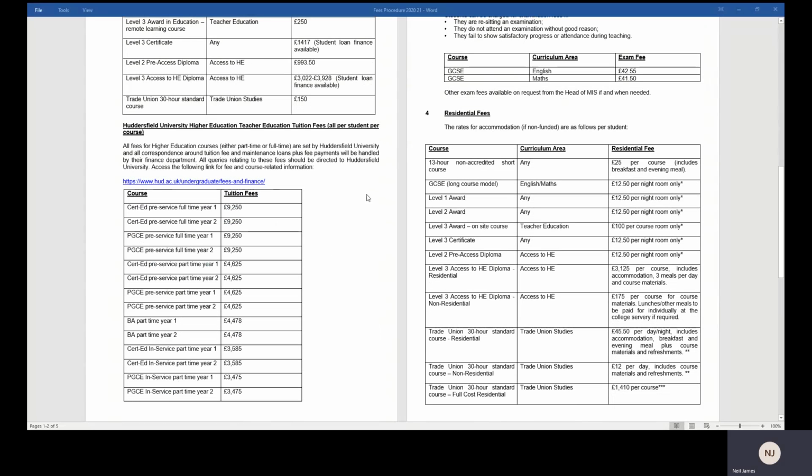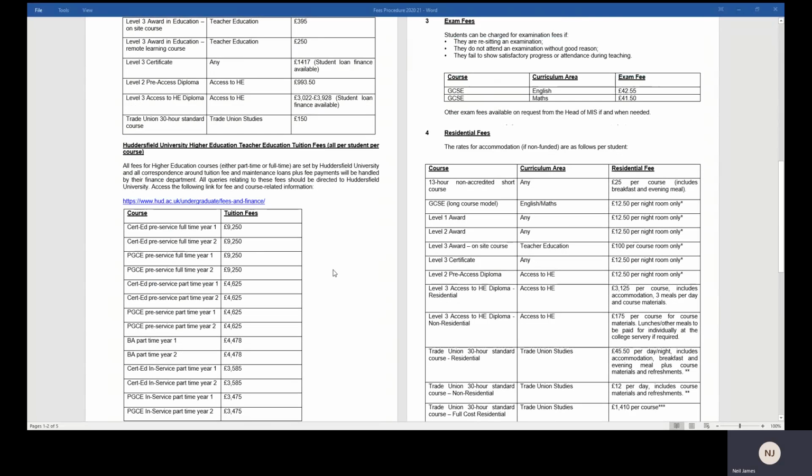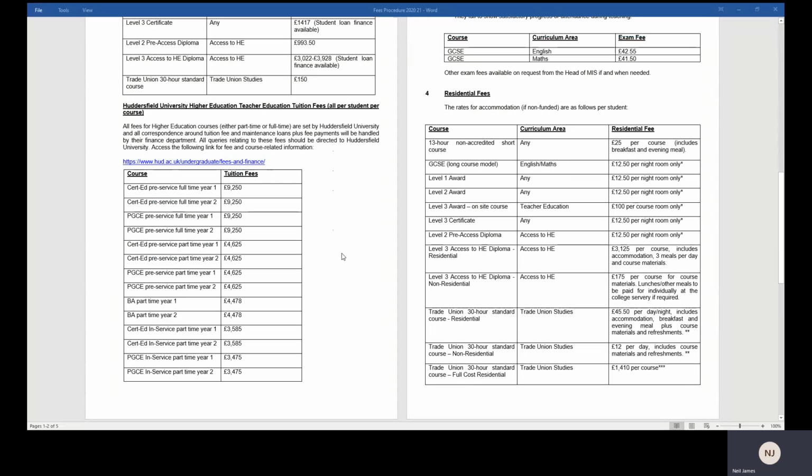And following that, there's all the prices from Huddersfield University around all of our HE provision. I've attached a link there where you can go onto their website, and students can look on there. Whilst we're allowed to set our own fees for HE provision, what we basically do is follow Huddersfield, because if we went higher than what the universities charge, we probably wouldn't get any students studying those courses here.